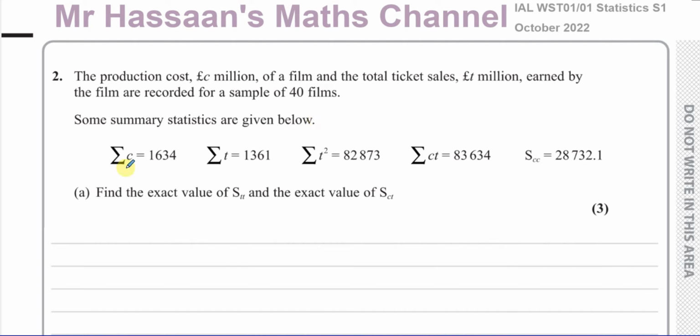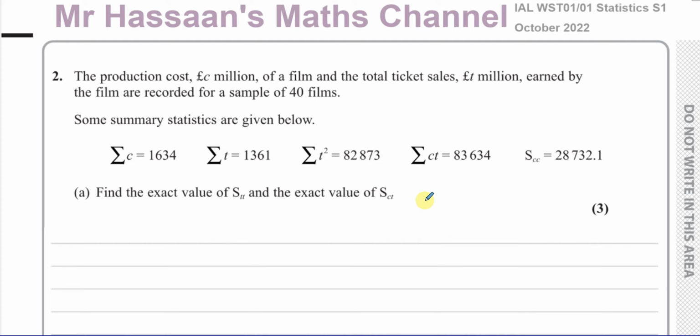The sum of C, the production cost of these 40 films, is 1,634 million, and the sum of the ticket sales earned by all those 40 films is 1,361 million. Then this is the sum of all the t values squared, and this is the sum of the c values times the t values, and this is called SCC, which we'll talk about in a minute. It says find the exact value of STT and the exact value of SCT.